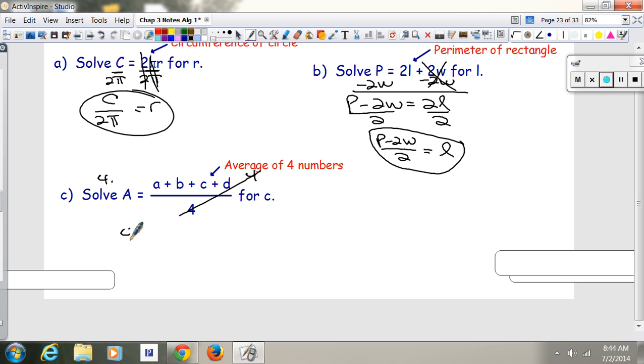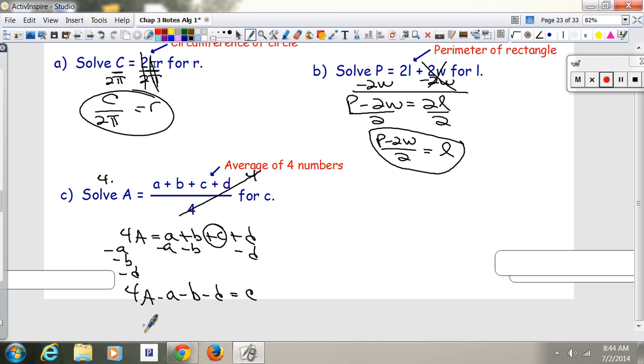You'll get 4 times capital A equals a plus b plus c plus d. And this time we want c by itself. So you're going to subtract a, subtract b, and subtract d on both sides. So 4 capital A minus little b minus little d is going to equal c. That would be letter C by itself.